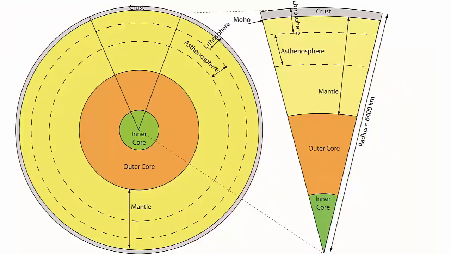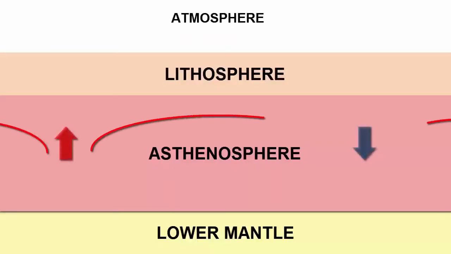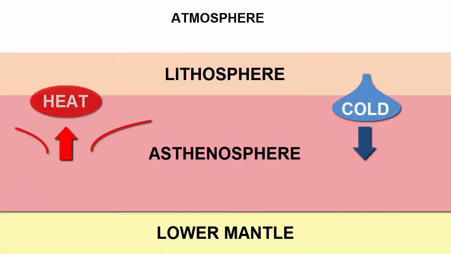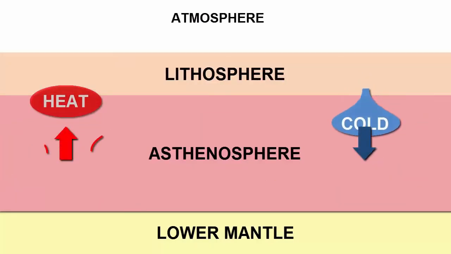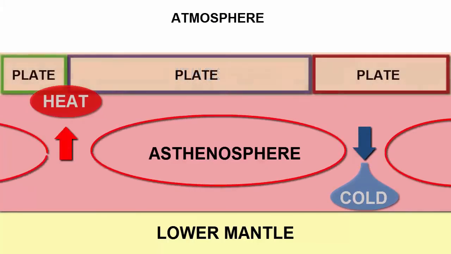To understand plate tectonics, we need to look closely at the convecting asthenosphere. The convecting asthenosphere will cause heat to pile up under certain portions of the lithosphere, and cold material to sink under other parts. What does that do to the lithosphere?